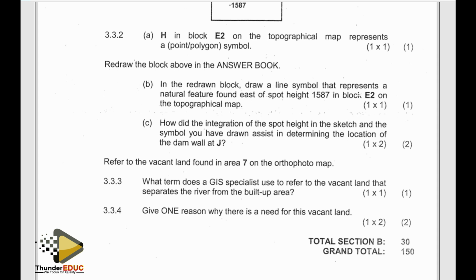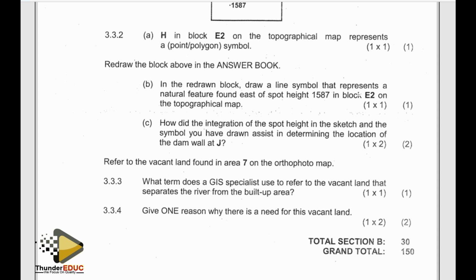Then how did integration of the spot height in the sketch and the symbol we have drawn assist in determining the location of the dam? That means it's a river for that matter. It's a stream or a river. How do we integrate a topography layer which is shown by a spot height in identifying the position or the location of the dam wall?